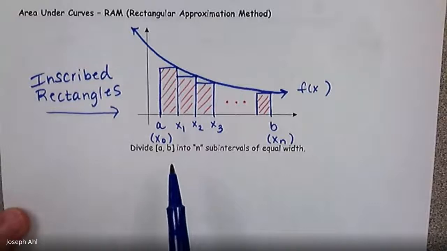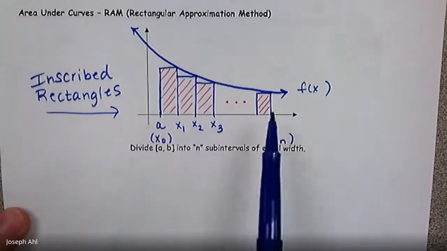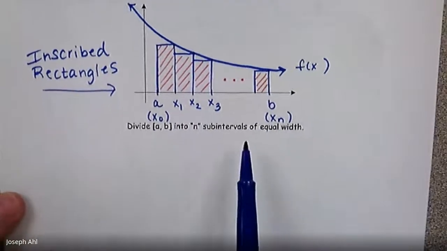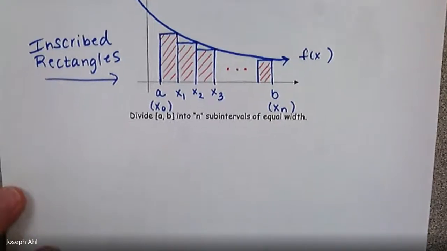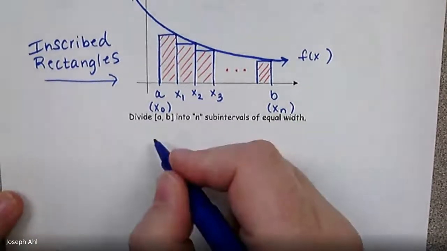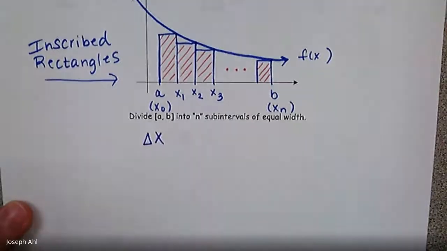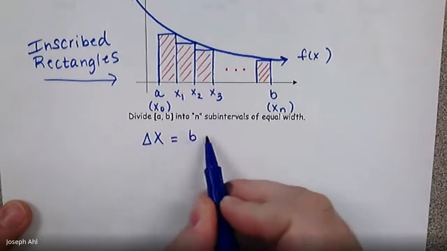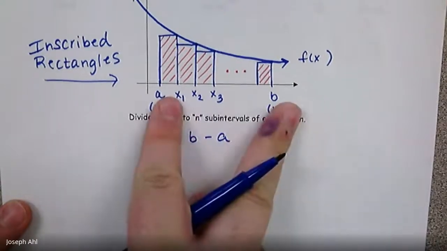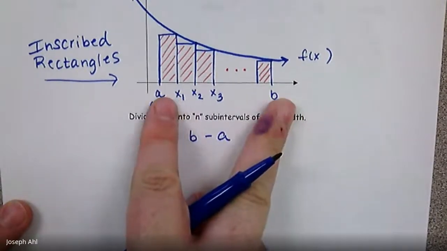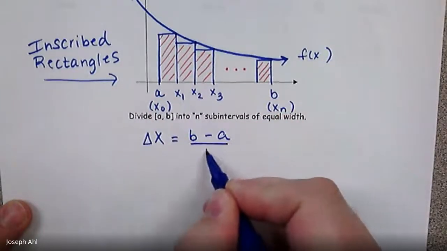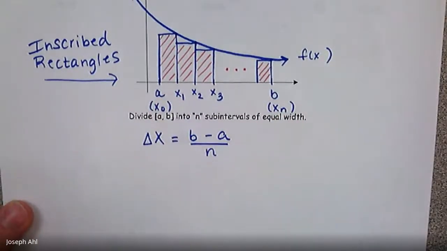Okay. So what I want to do is divide the interval from A to B into n subintervals of equal width. And what we're going to call that is delta x. So delta x can be found in general by doing the difference of b minus a, the endpoint minus the start point, divided by the number of subintervals that we'd like. So we're going to define that to be delta x. That's the width of each of these.